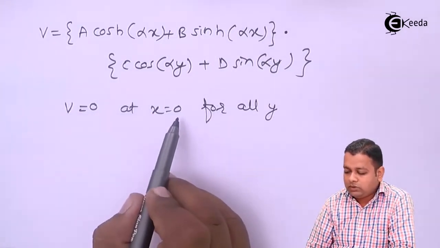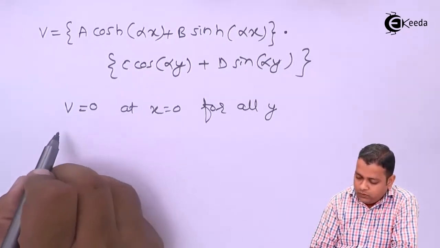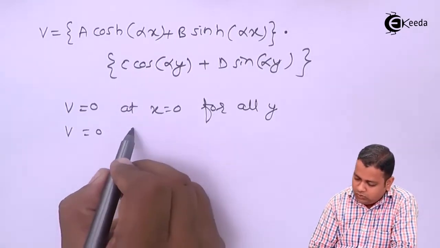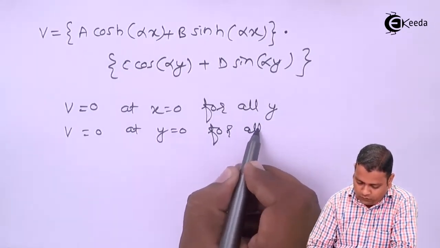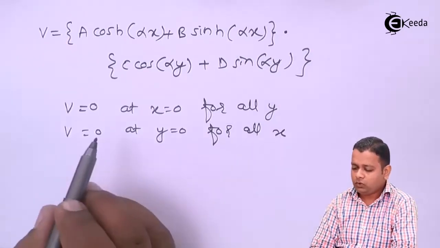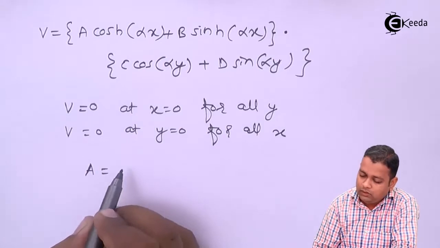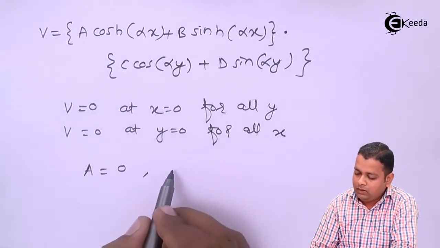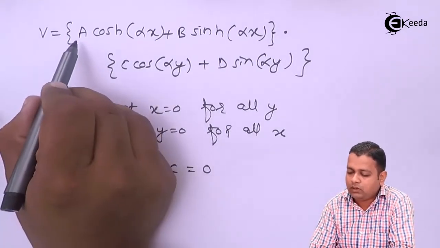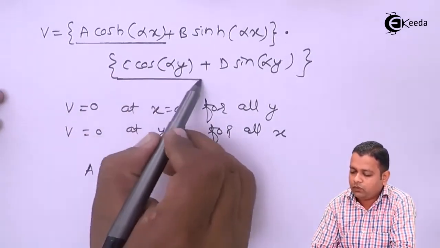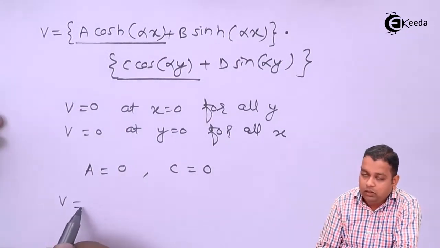So if we get x is equal to 0 for all y, V will be equal to 0. Similarly, V is equal to 0 when y is equal to 0 for all x. So by considering these two types of condition, we get capital A is equal to 0 and capital C will also be equal to 0, because capital A involves these two terms.